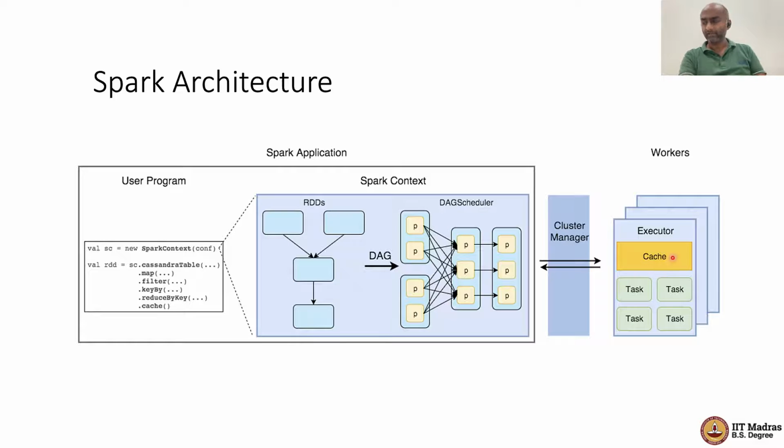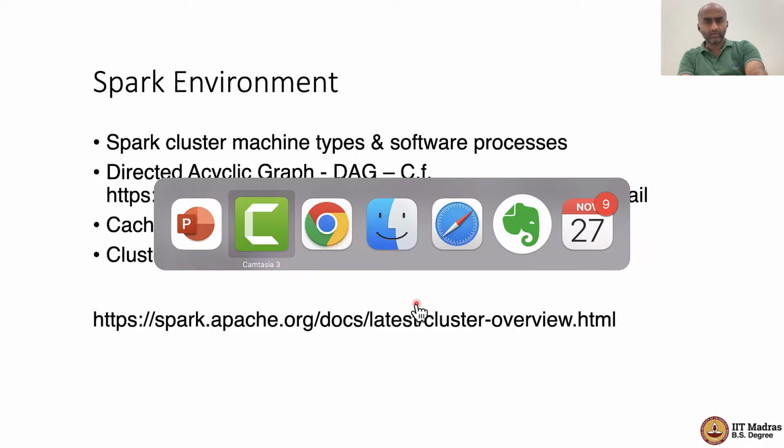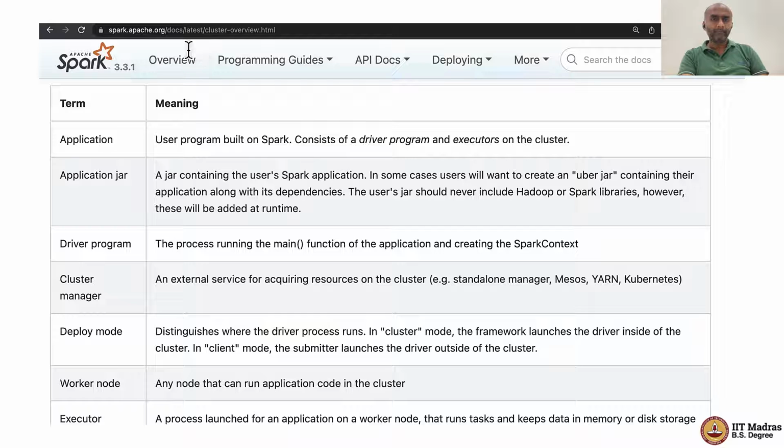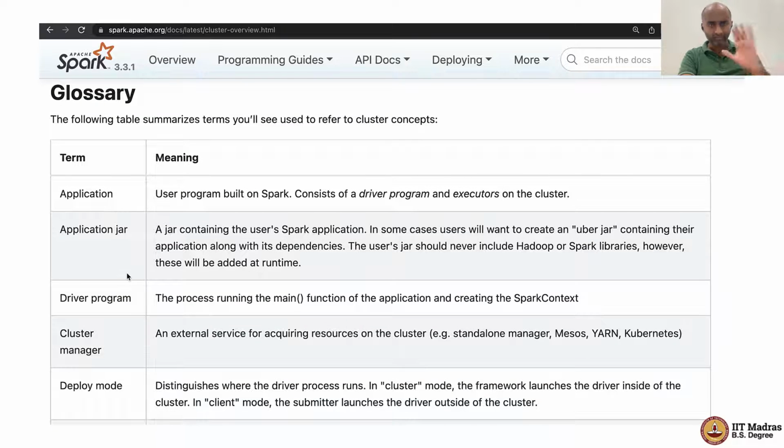Yep, so that's in terms of the Spark architecture. Let's take a look at the machine types in a bit more detail and the processes that happen. I'm going to go to the Spark cluster overview URL for this specific information. You can browse these on your own, definitely.